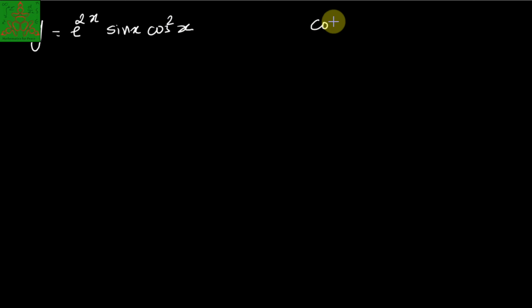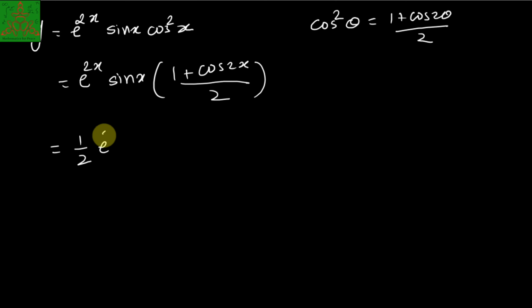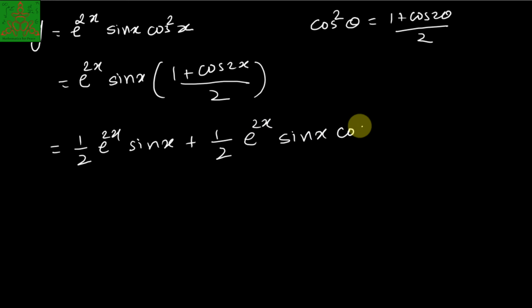So that we have, it is cos square theta is 1 plus cos 2 theta by 2. So using this, it is e power 2x sine x into 1 plus cos 2x by 2. And if you simplify this, this will give me 1 by 2 e power 2x sine x plus 1 by 2 e power 2x into sine x into cos 2x. Now this I can differentiate n times, but there is a difficulty for this one.